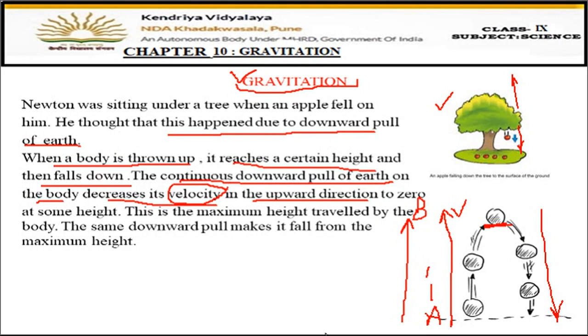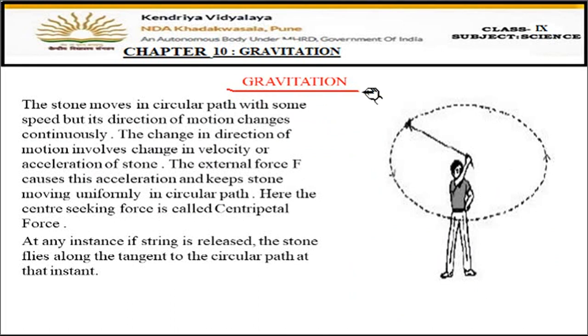So next, again we have to study about gravitation. One more example: in the diagram you can see here, the stone moves in a circular path, right? There is a boy who is holding a thread in his hand, and on the other end of the thread a stone is tied, right? So the stone is moving in a circular path because the boy is just whirling the stone in circular motions.